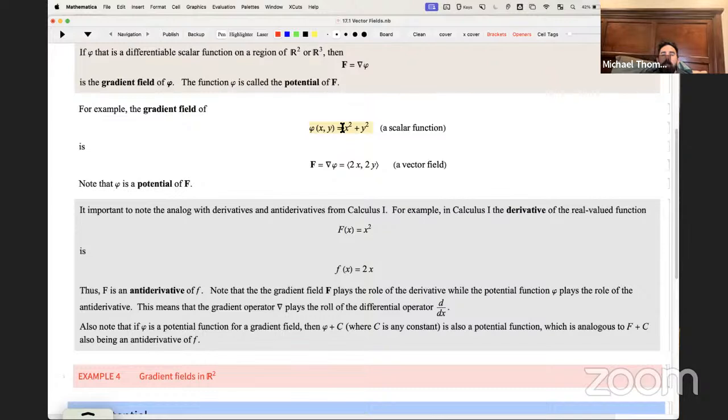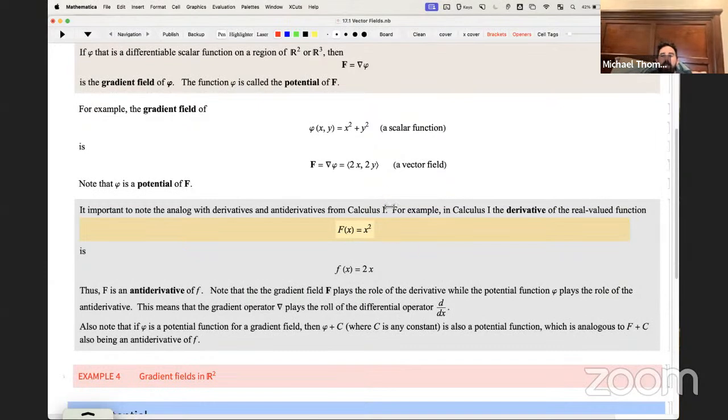Or the potential. So essentially this gradient operator, which by the way is called nabla, is playing the role of the derivative from calculus 1. And everything's kind of synonymous, including the fact that if you were to find all antiderivatives of a function like this, you actually get capital F of x equals x squared plus c. So the extra constants don't make a difference.